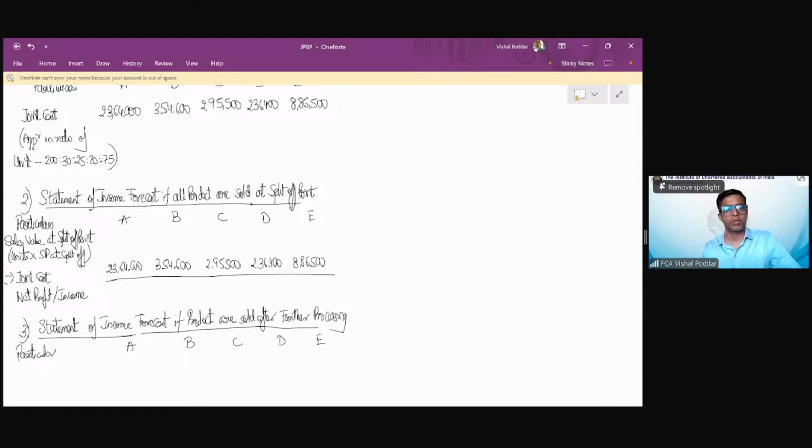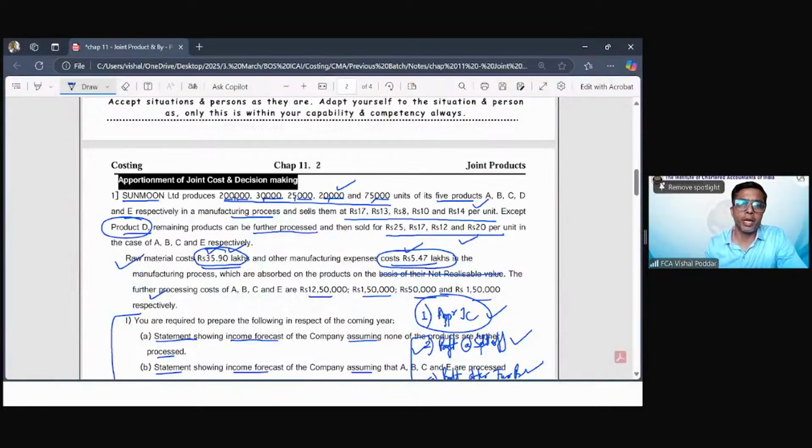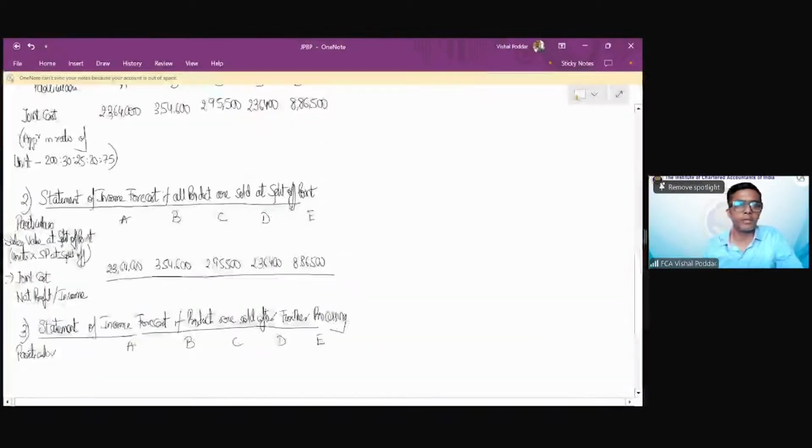Now let us find out the sales value. Please be very particular with your calculations. Don't mess up simple calculations. So you are given the selling prices. Please read carefully which price it is. Is it at split off point or after further processing? Because there would be two prices. You should not mix. So first is 2 lakhs quantity into 17. So it is 34 lakhs.